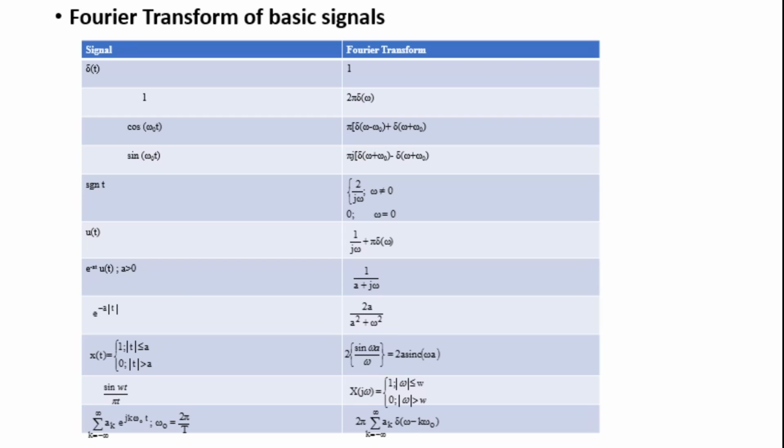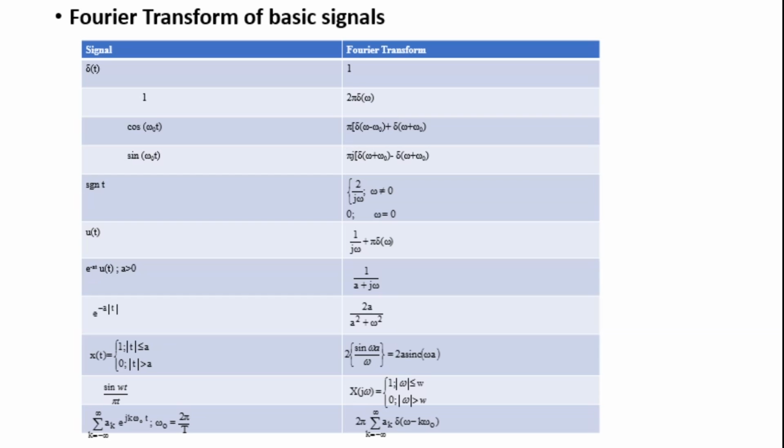So the Fourier transforms of basic signals are given in the below table. For the δ(t) signal, the Fourier transform is 1, and for the constant 1, the Fourier transform is 2πδ(ω). For cos ω₀t, the Fourier transform is π [δ(ω − ω₀) + δ(ω + ω₀)]. And the Fourier transform of sin ω₀t is equal to πj [δ(ω + ω₀) − δ(ω − ω₀)].